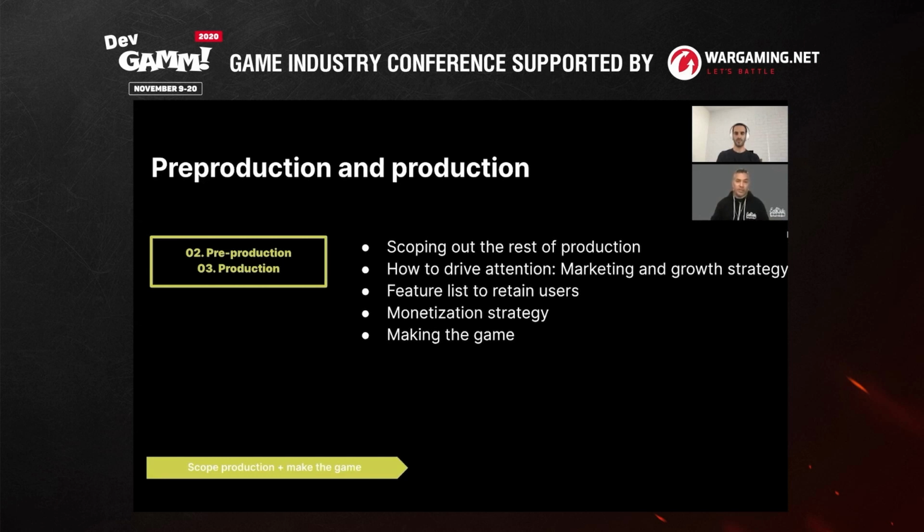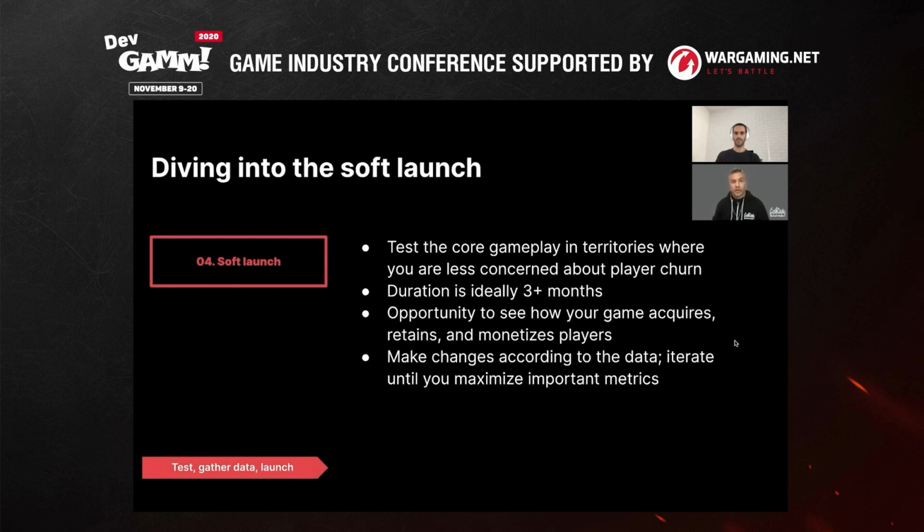What is the core loop of the game, the main part of the game that users will be playing through? These are the things to be planned and realized throughout pre-production and production of the game. So then you finally make this game and you think it's a great game.